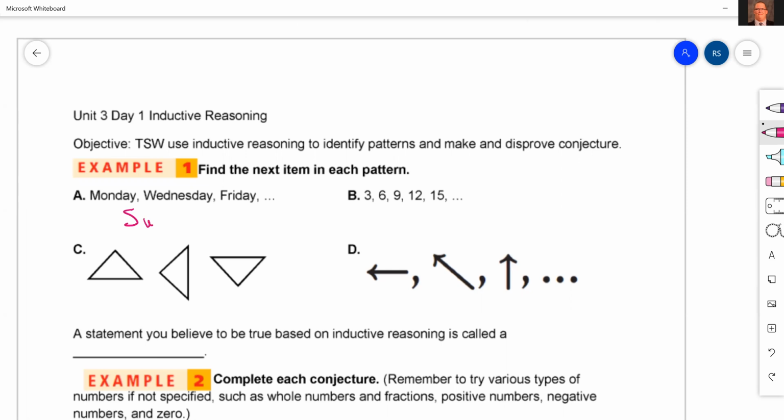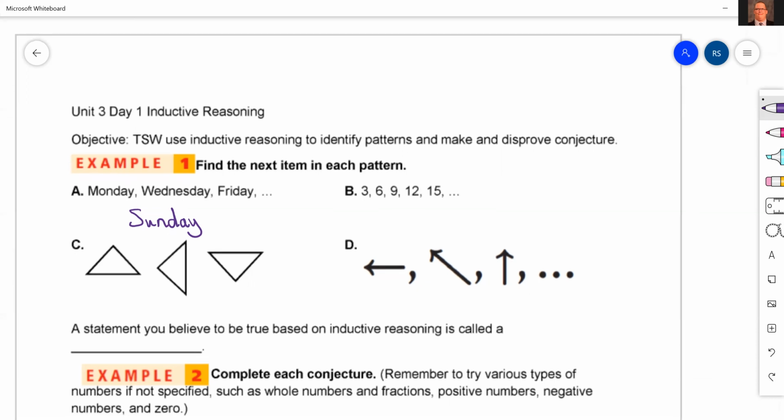Sunday. Okay, B. Looks like we go from 3, 6, 9, 12, 15. Looks like each time we're adding 3. If you pick any of these, we're adding 3 to get to the next one. So 15 plus 3 is 18.